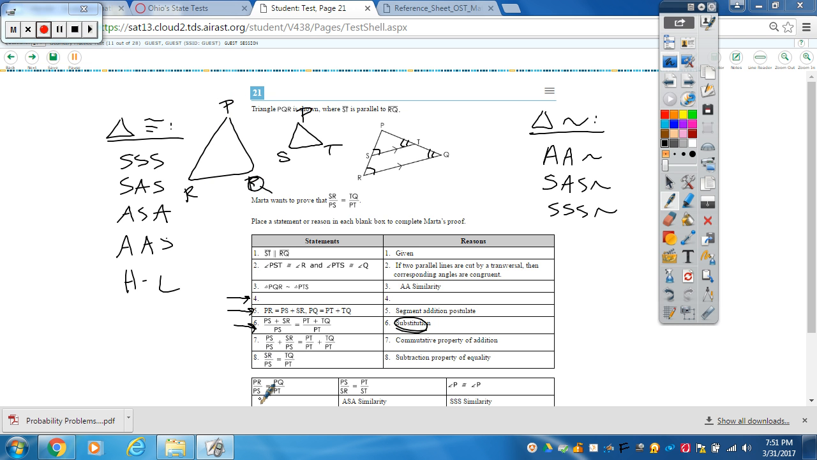Okay? So what do I know? Well, I know that PR and PS are going to be proportional, and I know that PQ and PT are going to be proportional. So as I look at this, I see this proportion right here.